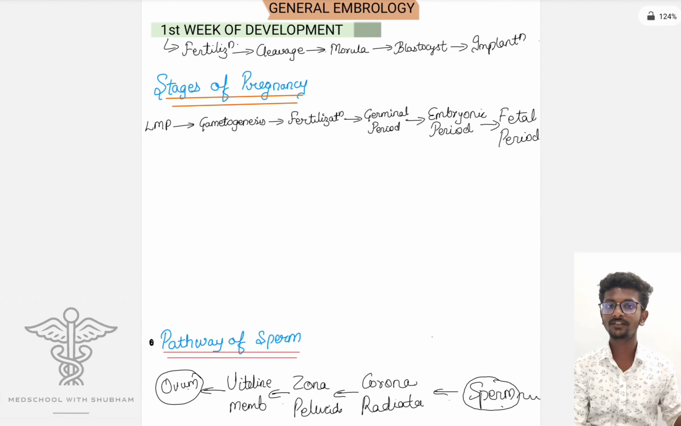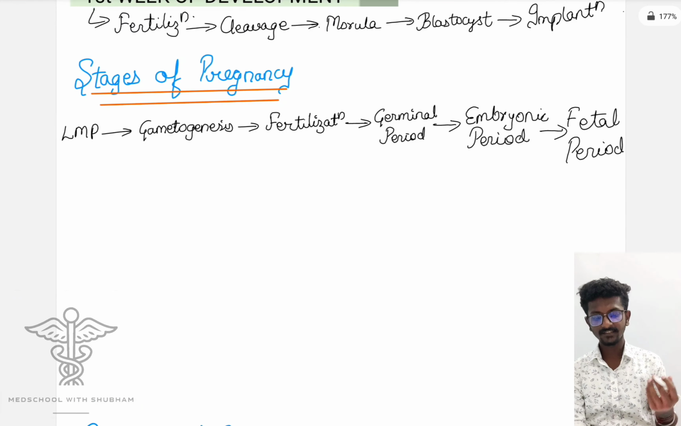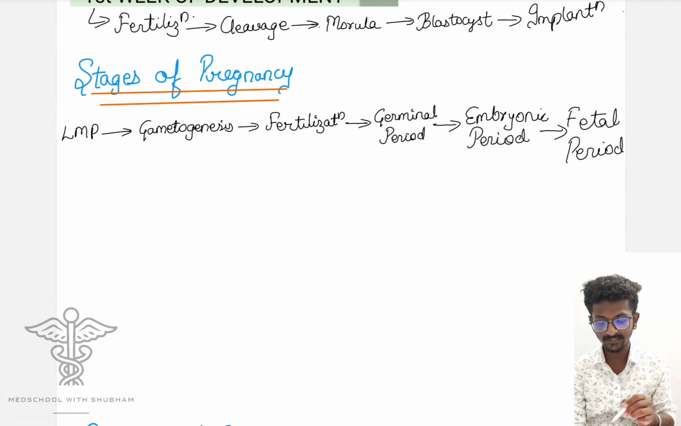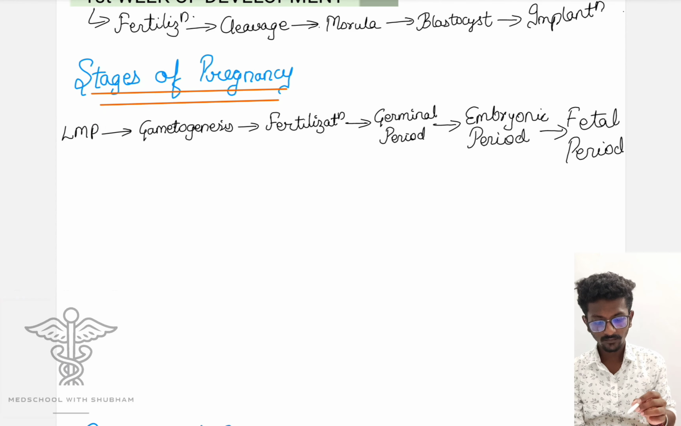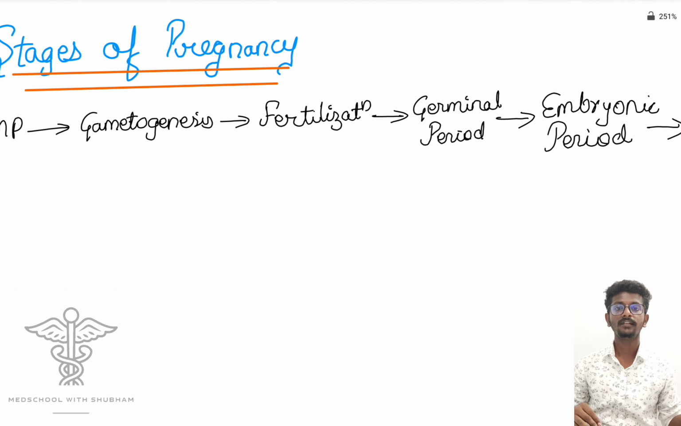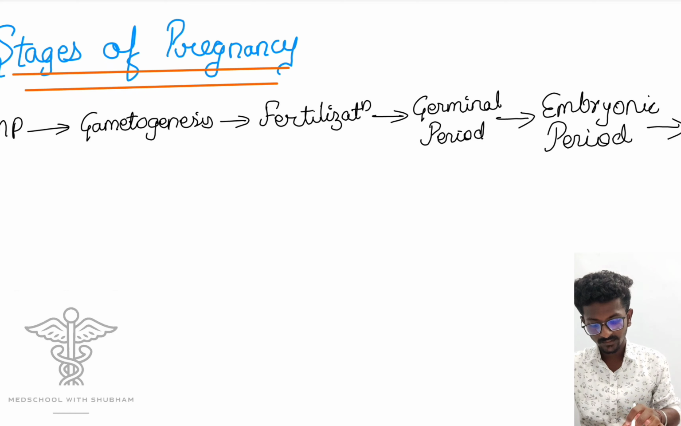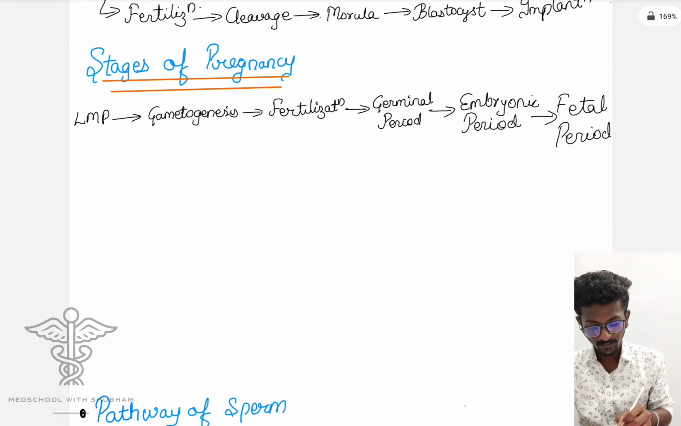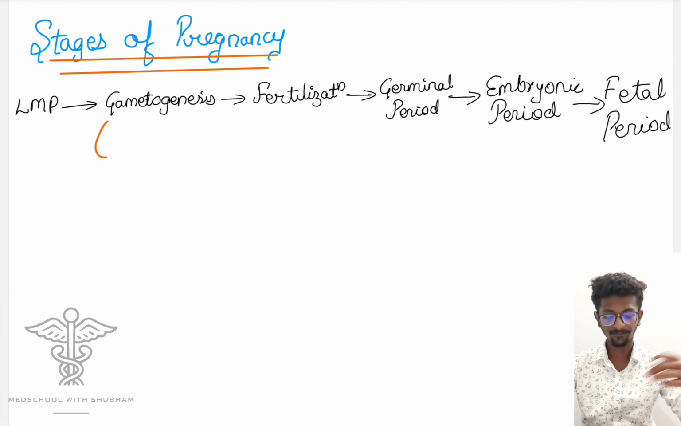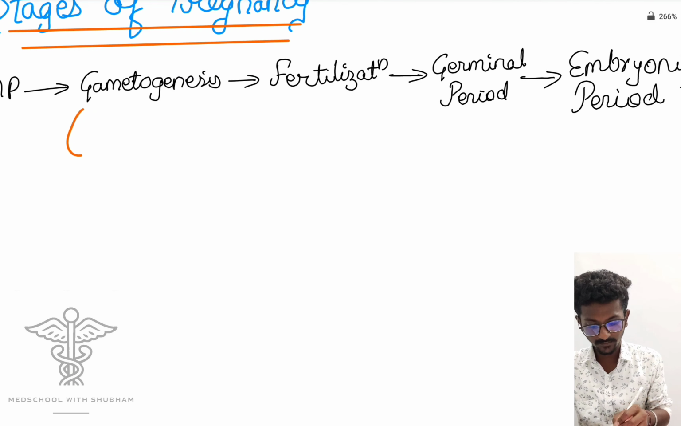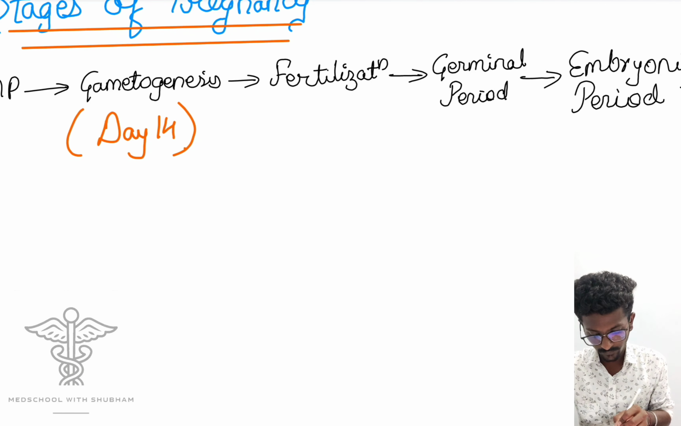Before starting with the actual first week of development, let's first learn the stages of pregnancy. The stages of pregnancy actually start before the pregnancy, that is the last menstrual period. After that takes place the gametogenesis. Now what gametogenesis will take place? It's from the female point of view, therefore your ovulation will be of more significance. Ovulation means release of the ovum in the female fallopian tube. The ovulation will take place on the 14th day of the menstrual cycle.